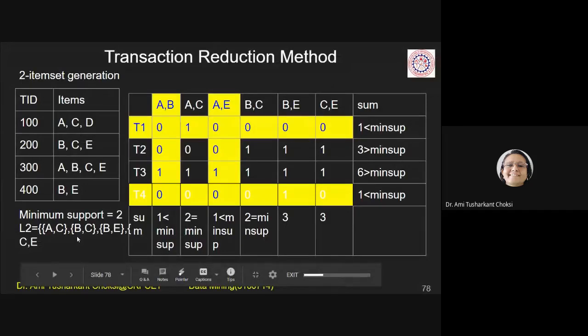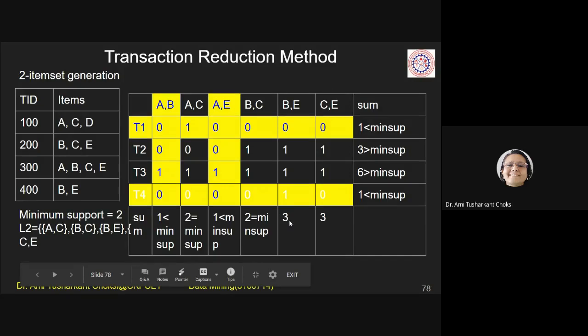So what are the frequent items? A, B? No. Vertically also we have to do the summation, no? This is 1. So less than minimum support, remove that. For this AC, what do we say? It is 1 plus 1, 2. That is equal to minimum support. What about this? It is 1, which is less than minimum support. So remove that from further processing. 1 plus 1, 2. That is equal to minimum support. So consider that this is 3, which is greater than minimum support. Here also 3, which is greater than minimum support.